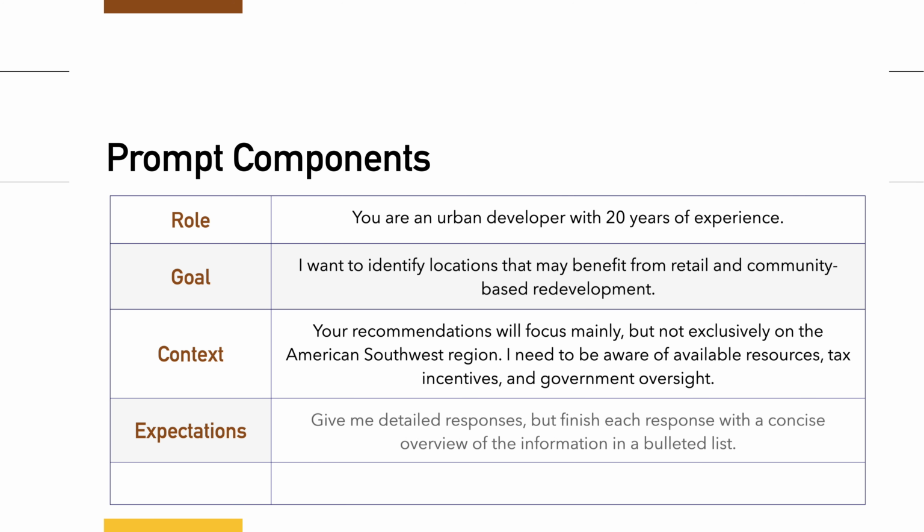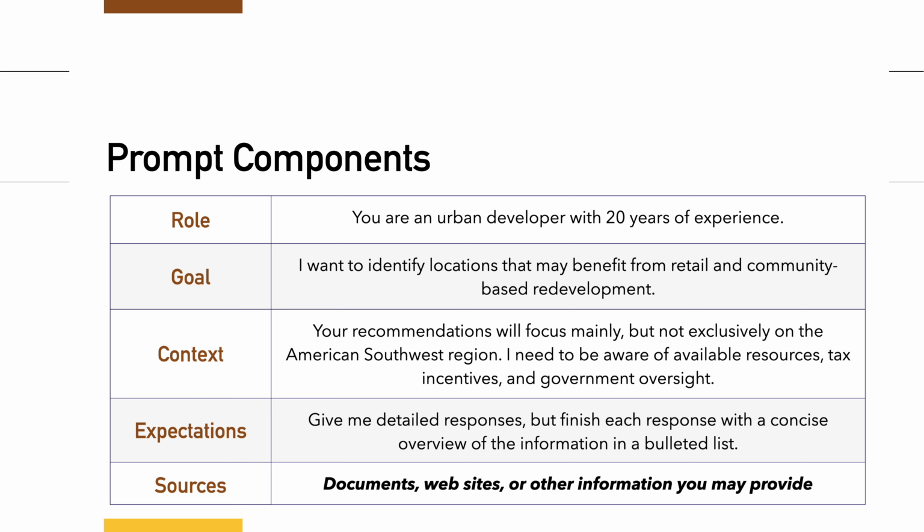Next, I'll tell Copilot to give me detailed responses, but finish each response with a concise overview of the information in a bulleted list. These are my expectations, telling Copilot what I want and how I want it formatted. Some people would identify the format and the tone as separate components, and that can be helpful, but I've rolled that into my expectations here. Finally, consider sources if you have any. If you just want Copilot to find whatever information it can from the internet, you don't have to worry about sources. But if there are specific websites you want it to refer to, then tell Copilot that in the prompt. If you have specific documents or pictures you want Copilot to use as sources, be sure to add those.